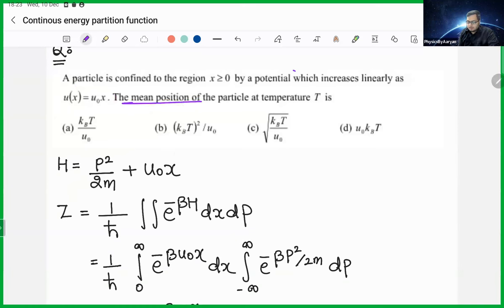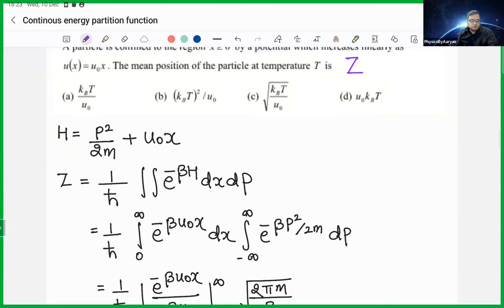What is a mean position? Forget about mean position. First of all, we have to find what is a partition function. So let's first find what is a partition function. H bar you can write, H bar you cannot write, H bar square you can write outside, you cannot write outside. That is completely up to you. Okay. So how do we write partition function?